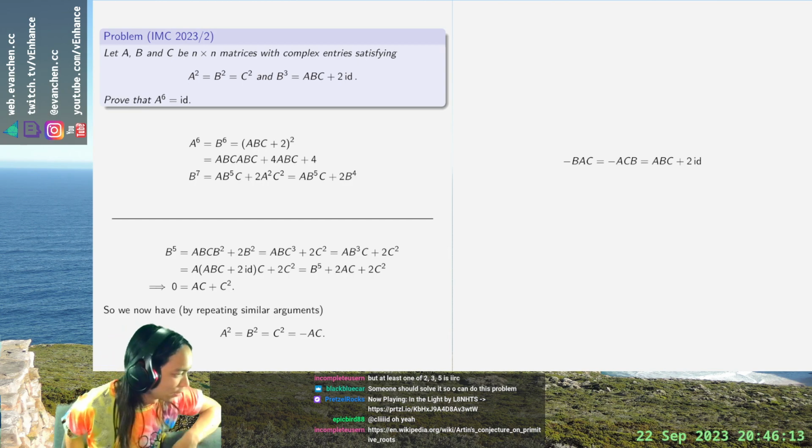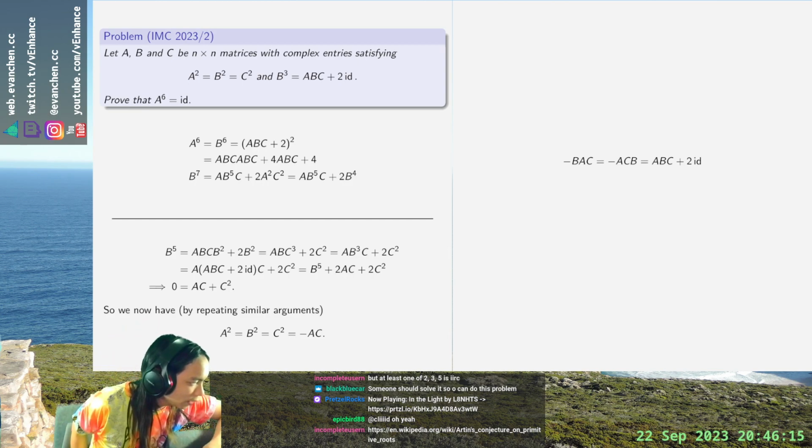Oh god. Is 2 a primitive root for infinitely many primes? Open.